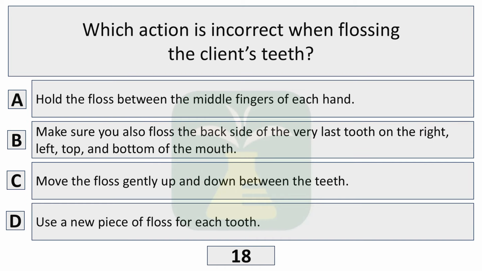Which action is incorrect when flossing the client's teeth? A. Hold the floss between the middle fingers of each hand. B. Make sure you also floss the back side of the very last tooth on the right, left, top, and bottom of the mouth. C. Move the floss gently up and down between the teeth. D. Use a new piece of floss for each tooth.